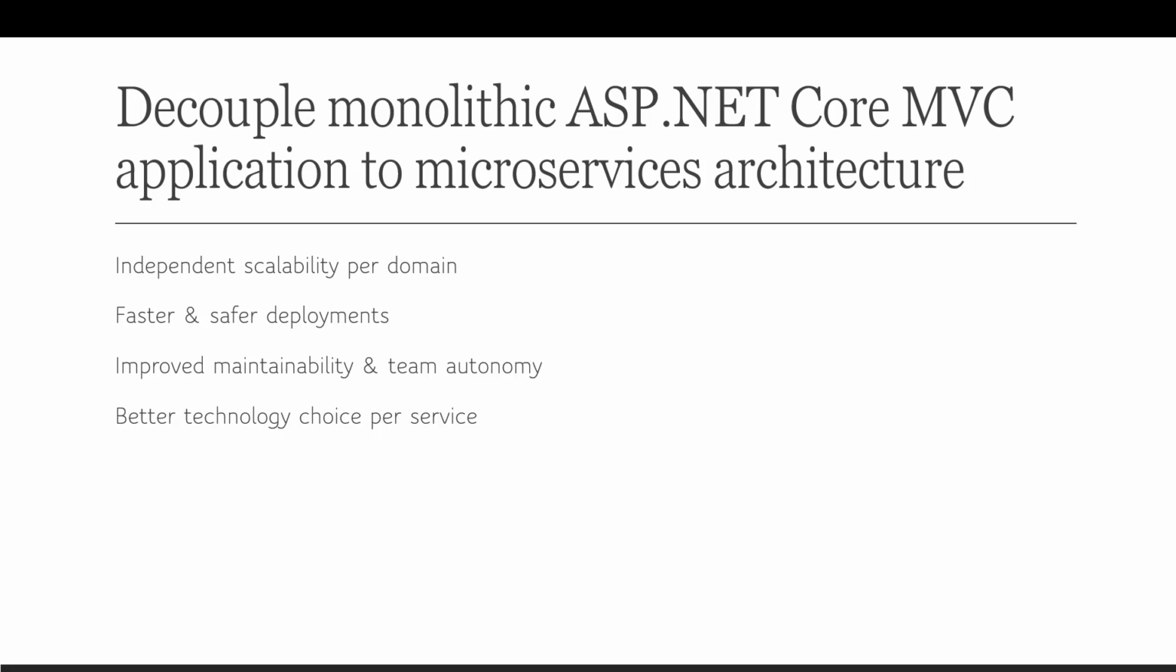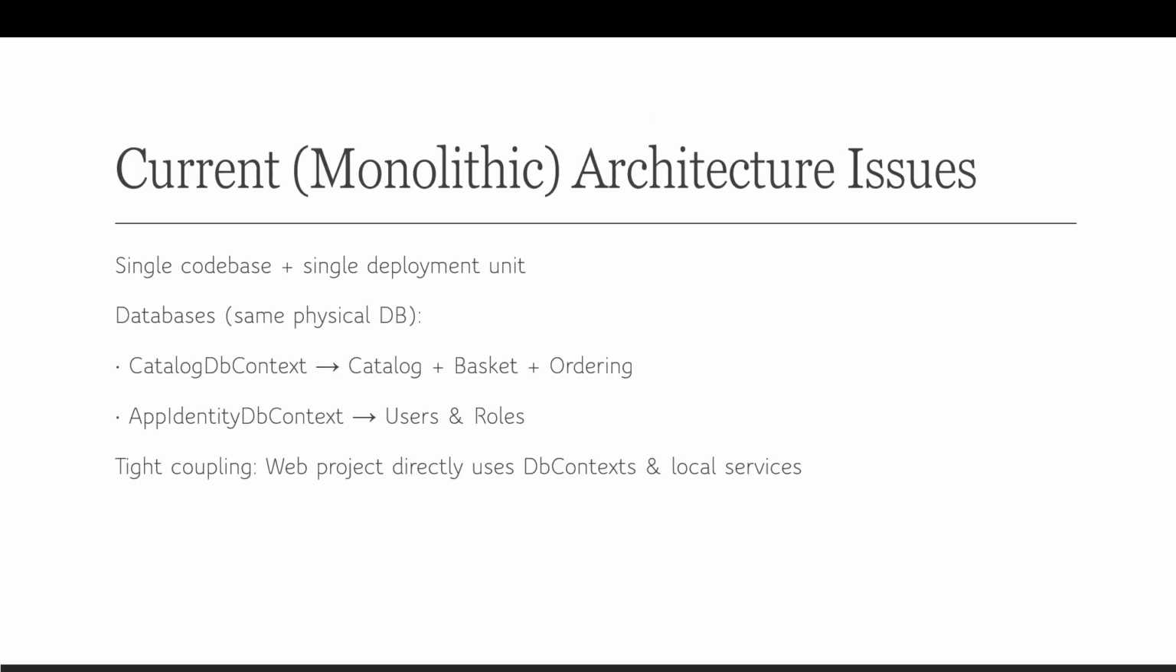It's going to scale independently per domain. These are the things which we have already discussed, so I'm just going to go through this very fast. Safer and faster deployments, which we have already discussed, and improved maintainability and team autonomy. So let's just move over here. Current monolith architecture issues, let's discuss those.